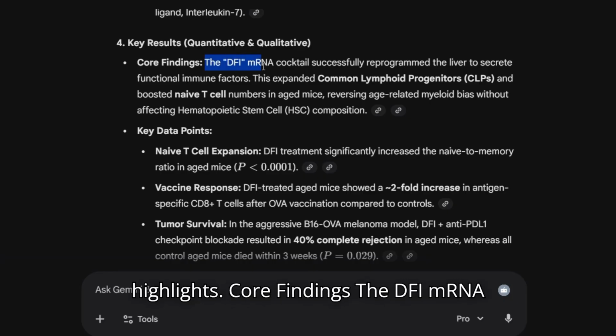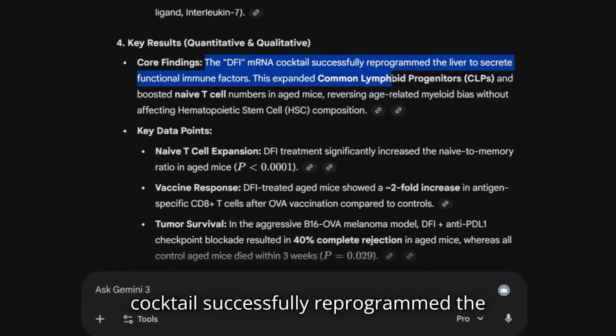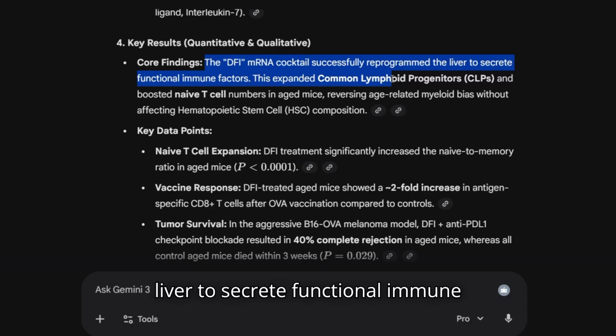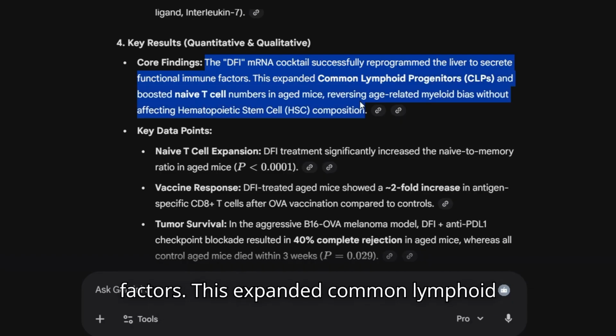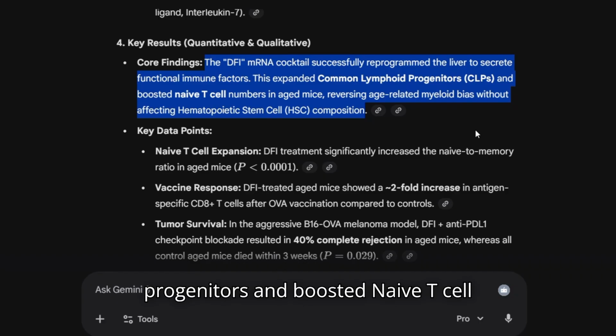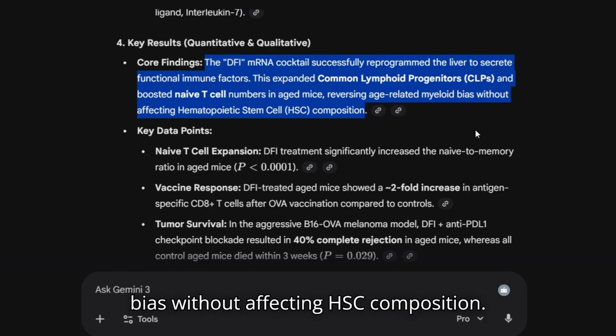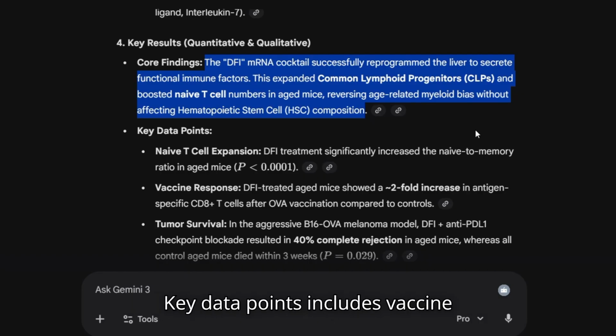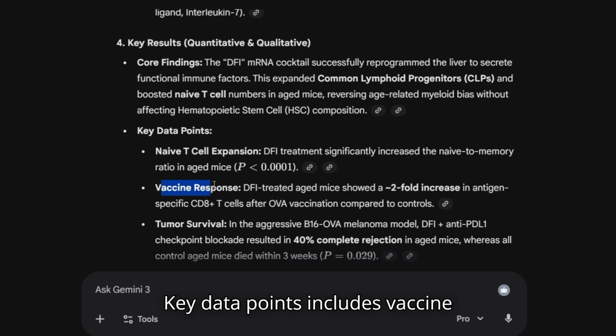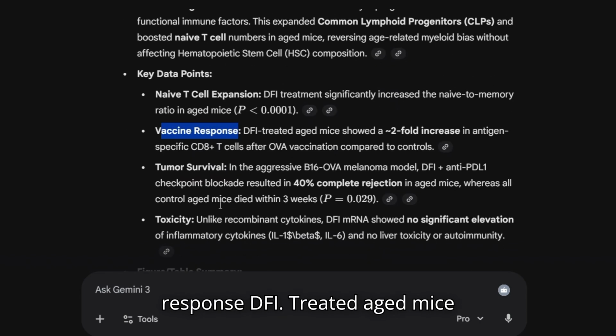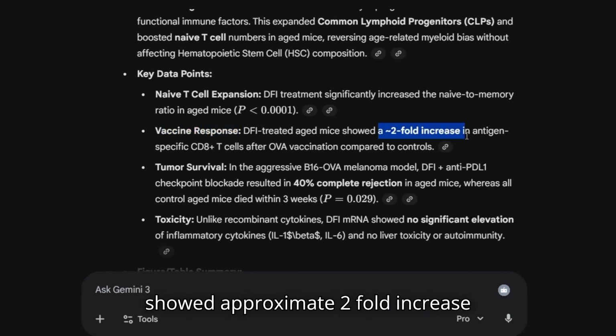Core findings. The DFI mRNA cocktail successfully reprogrammed the liver to secrete functional immune factors. This expanded common lymphoid progenitors and boosted naive T-cell numbers in aged mice, reversing myeloid bias without affecting HSC composition. Key data points includes vaccine response. DFI-treated aged mice showed an approximate two-fold increase in antigen-specific CD8 positive T cells.